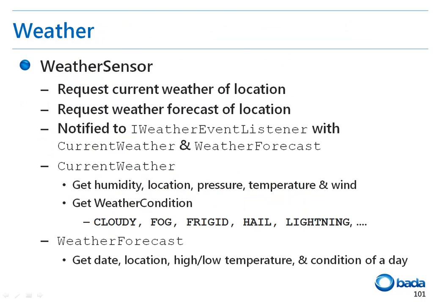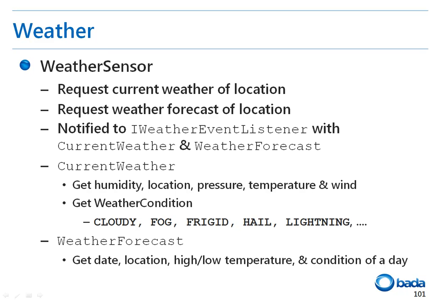Next is the weather sensor. The weather sensor does not refer to an actual device in the phone, but the weather forecast information for today or later provided by the server. This class provides weather forecast functions. You can get the data through the listener, just like the other sensors. You can get the current weather object corresponding to the current weather, and the weather forecast, which corresponds to the weather forecast through the listener.